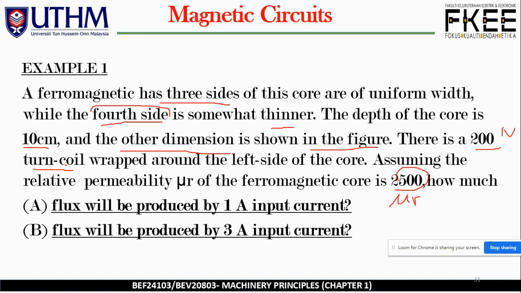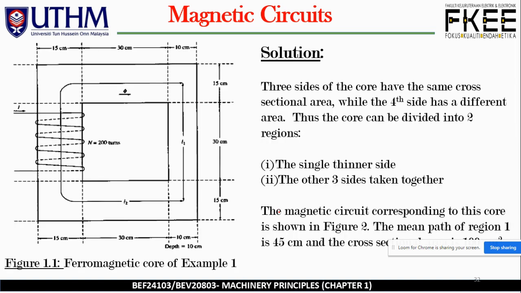How much flux will be produced by (a) 1 ampere input current, and (b) 3 ampere input current? So we are going to find the value of flux if 1 ampere of current is injected, as well as 3 ampere. The solution: 3 sides of the core have the same cross-sectional area, while the fourth side has a different area, so the core can be divided into 2 regions. This is the diagram of the ferromagnetic core in example 1.